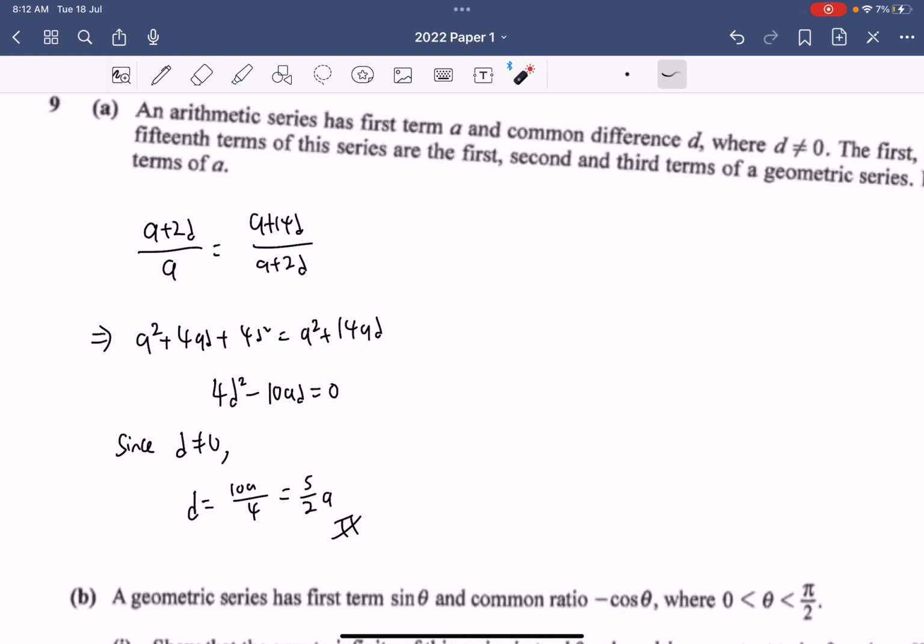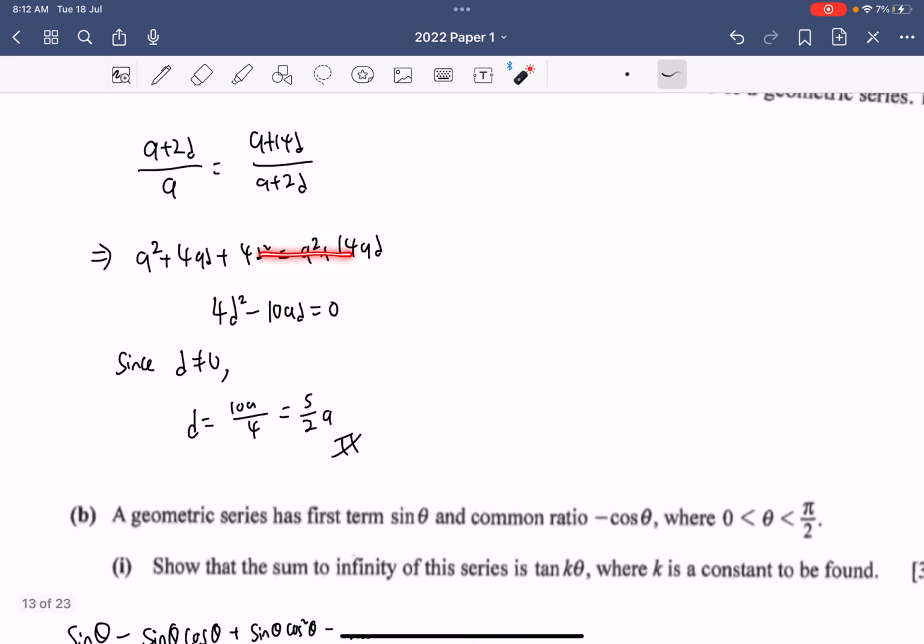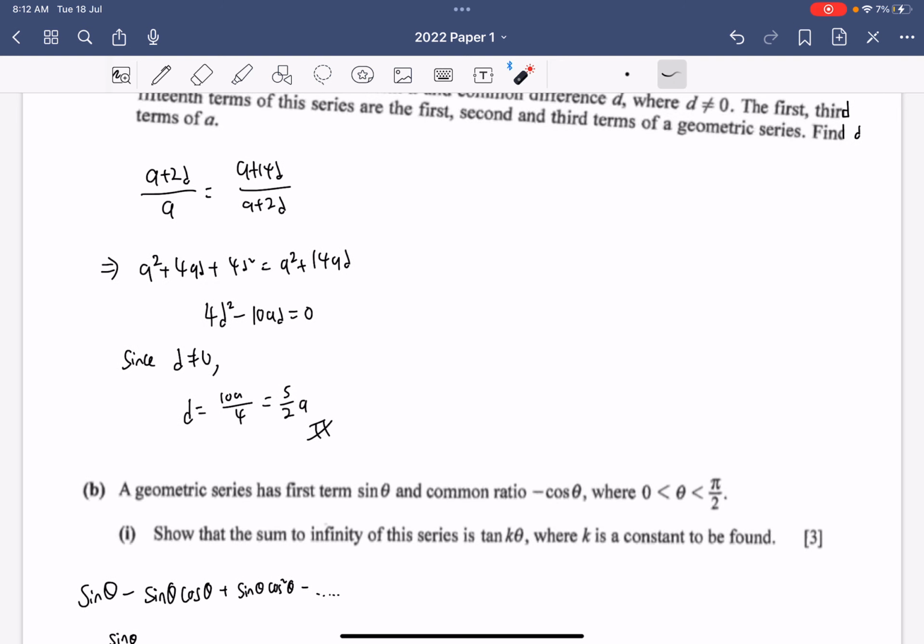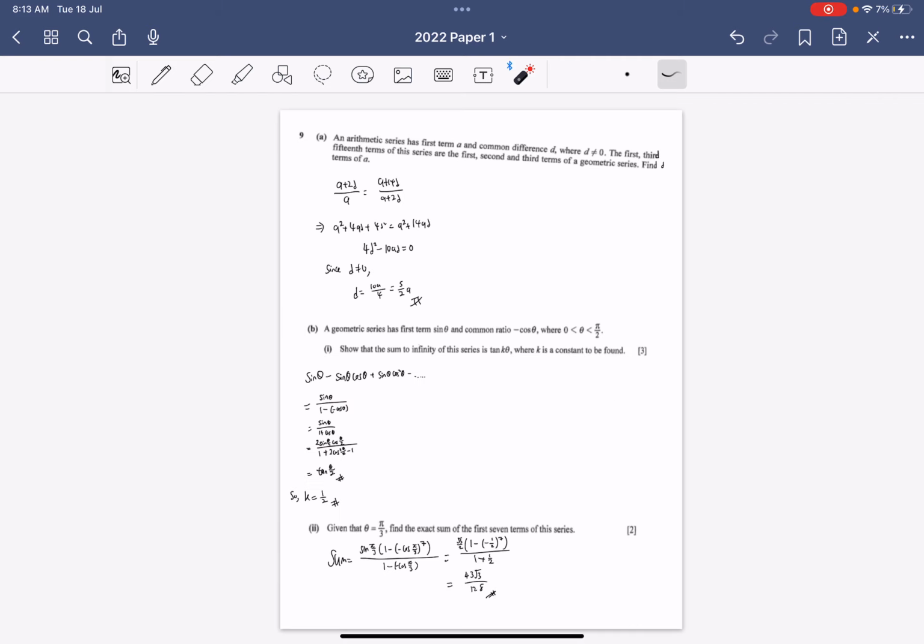So the natural thing now will be to cross multiply them, and you expand out to get the following equation. You see now that the A squareds cancel, and the AD's can bring over to the other side, so it's 4D squared minus 10AD. But because we know D can't be 0, this allows us to divide off the D, and D would then equal 5 over 2 A.